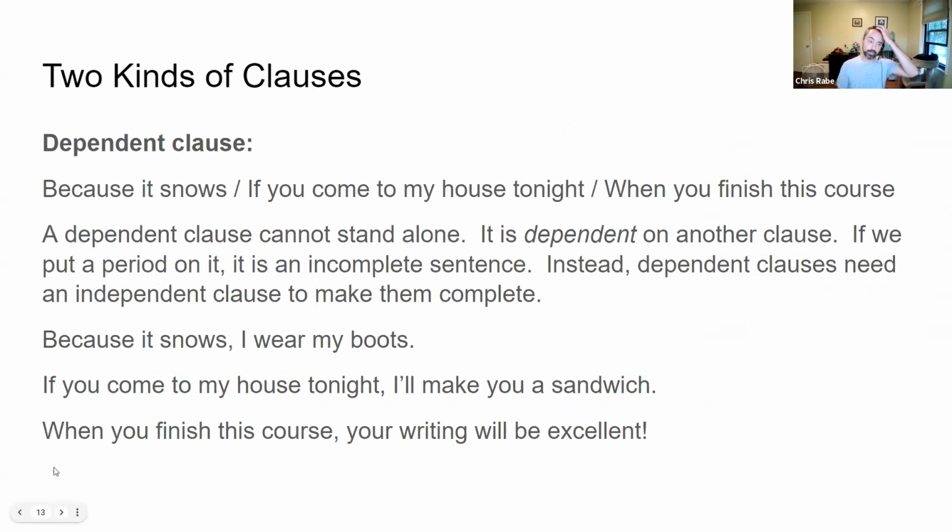The other kind of clause is called a dependent clause. Okay, these are things like, because it snows. If you come to my house tonight. When you finish this course. So maybe when I read these, you notice that the tone of my voice changes. Because it snows, there's sort of like a rising tone. It's because I'm waiting to add something, but nothing else is there.